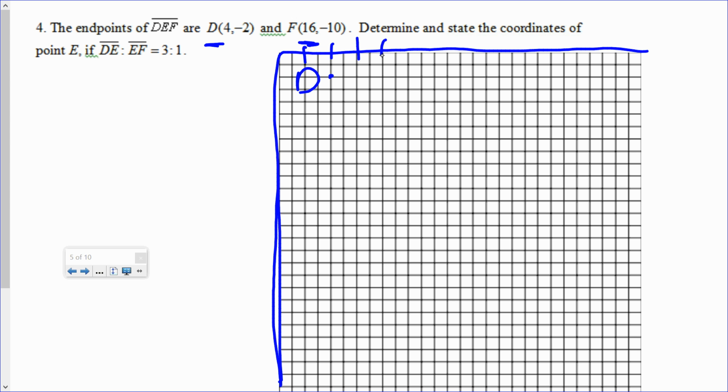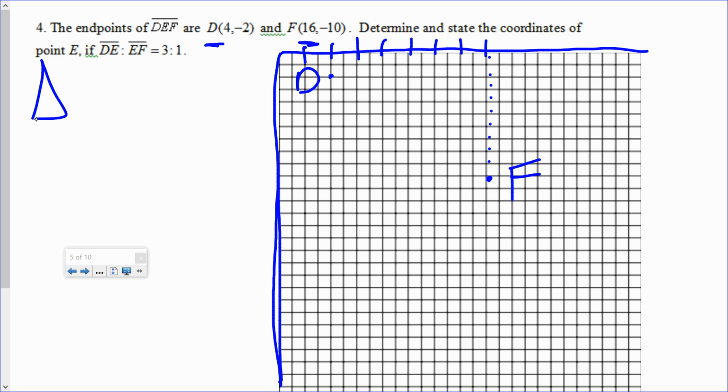6, 8, 10, 12, 14, 16, negative 1, 2, 3, 4, 5, 6, 7, 8, 9, 10. So don't be afraid of the big numbers, just deal with them. And you can put your axes wherever you want in order to more clearly help yourself to get everything on there. So why don't you, if you haven't already, pause, try this problem on your own, and then unpause.